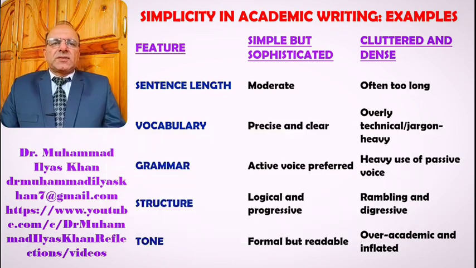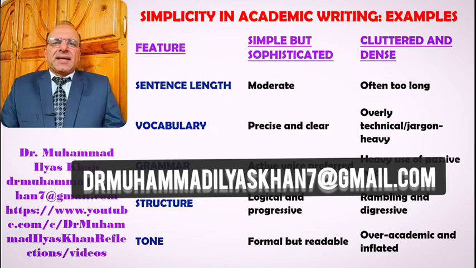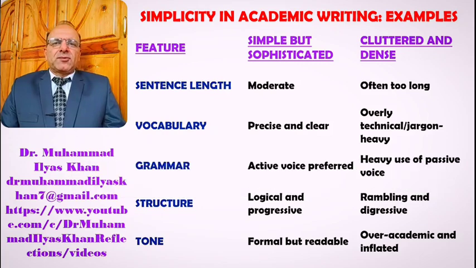The structure of the simple but sophisticated writing is logical and progressive, while on the other hand, the cluttered one is generally rambling and digressive, so readers can get a lot of digressions there. And the tone in the simple and sophisticated one is generally formal, but it is readable. On the other hand, in the cluttered one, it is over-academic, generally inflated and full of jargon.